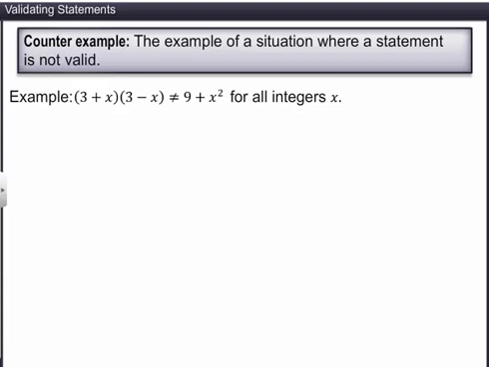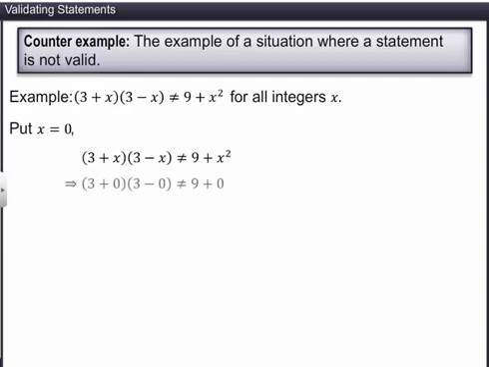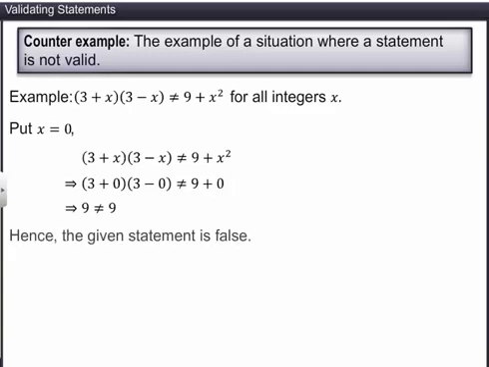Now, consider x equal to 0. Let's substitute the value of x in the given statement. On simplification, we see that 9 is not equal to 9, which is a contradiction. Hence, the given statement is false.